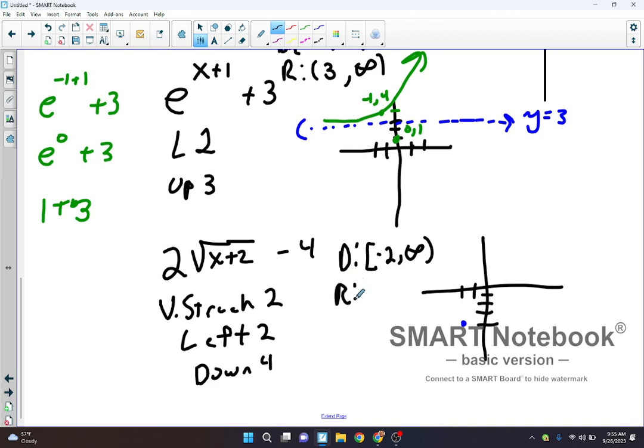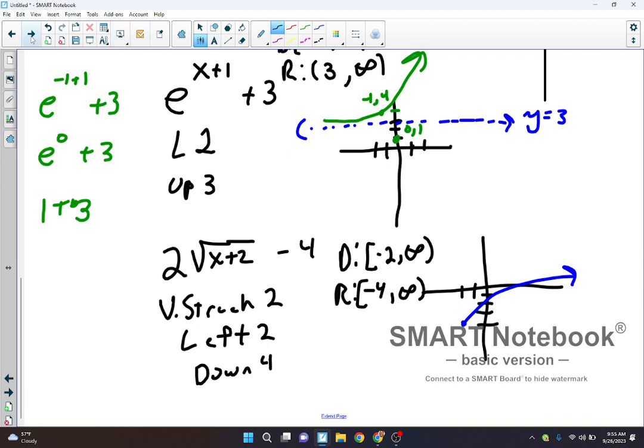And then range is going to be 4 down. So that's going to be -4, hard bracket, to infinity. And then your curve is a little swoop like that. A little bit taller than normal just because it's a vertical stretch of 2. Again, I'm not going to grade you too hard on if it's tall enough or short enough.